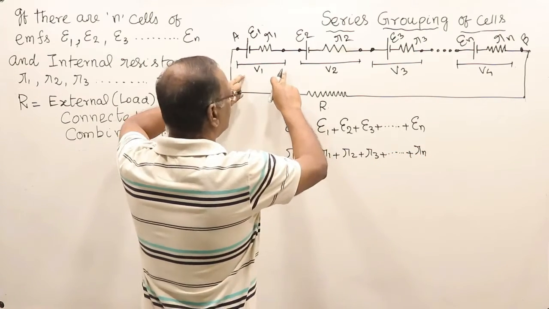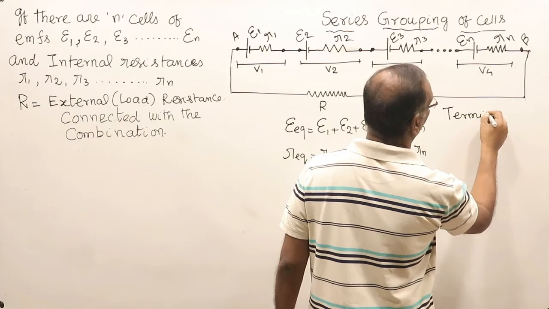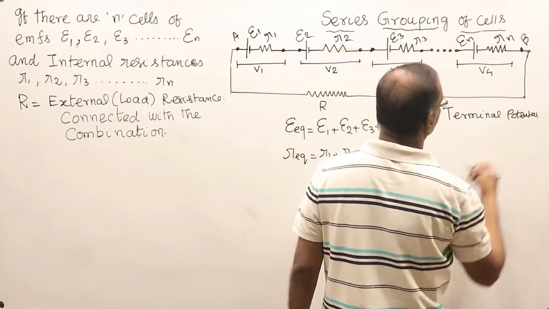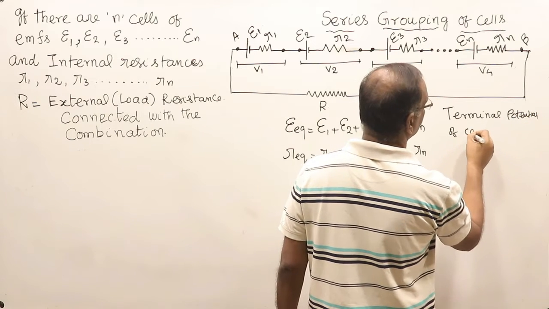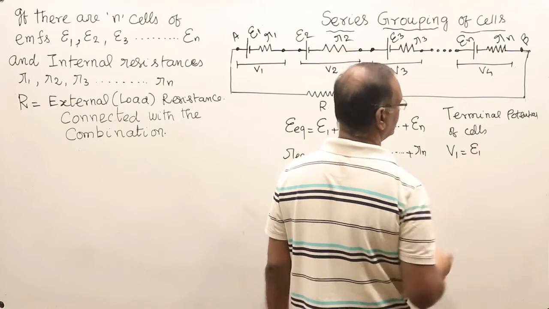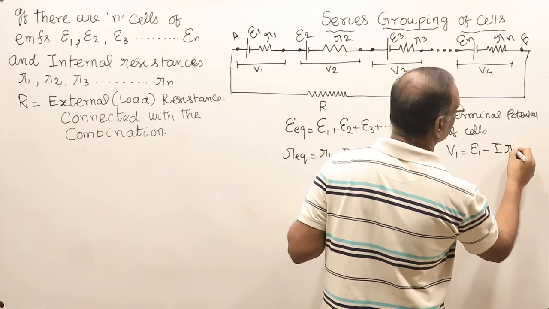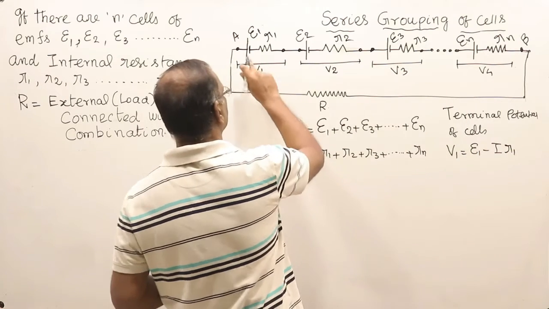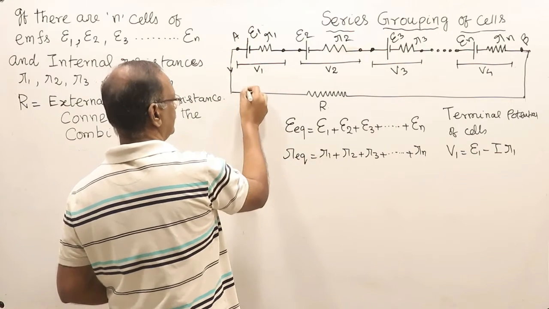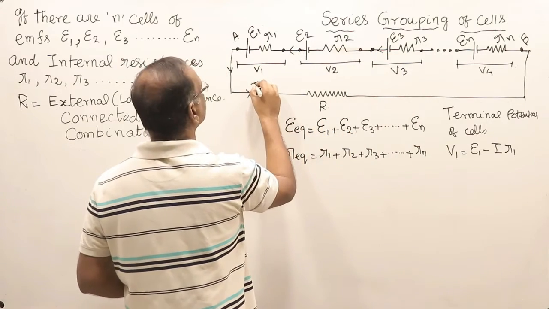And what is the terminal potential difference? The terminal potential of cells, that is V1, is equal to the EMF of the first cell minus the current flowing in the circuit into the internal resistance of the first cell, because current will come from positive in the direction in the external circuit. Here also it will come this way, here also this way. So this is the current.